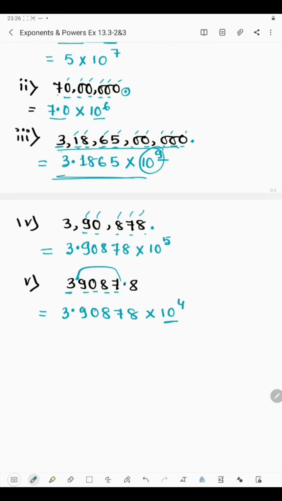Now 10 to the power 4 means 4 zeros with 1. When you multiply this with this number, the point will be shifted after 4 places, as 4 zeros are there, so the point will be shifted after 4 digits, but to the right. When you multiply this number with 10 to the power 4, the point will be shifted to the right after 4 places, since 4 zeros are there. That's why we have written 10 to the power 4 here.